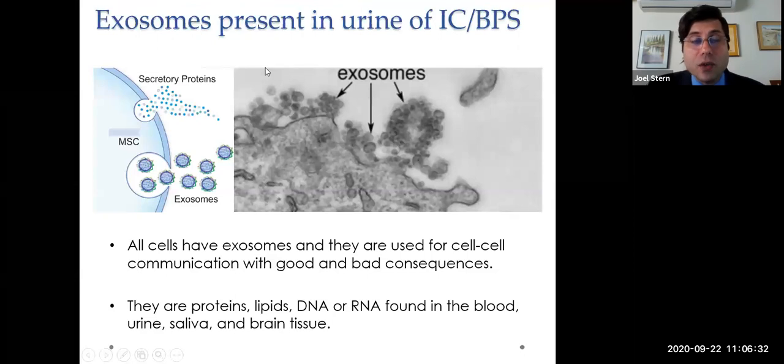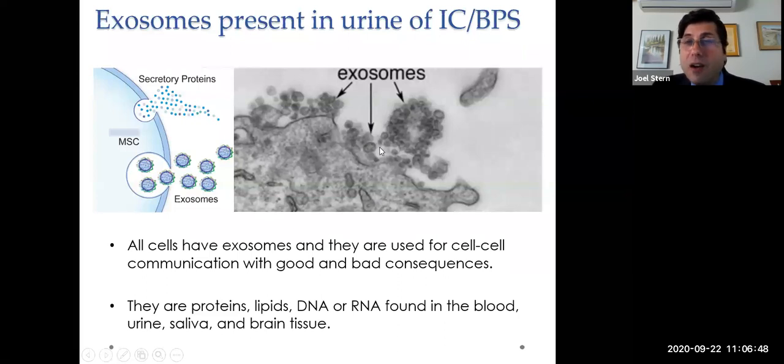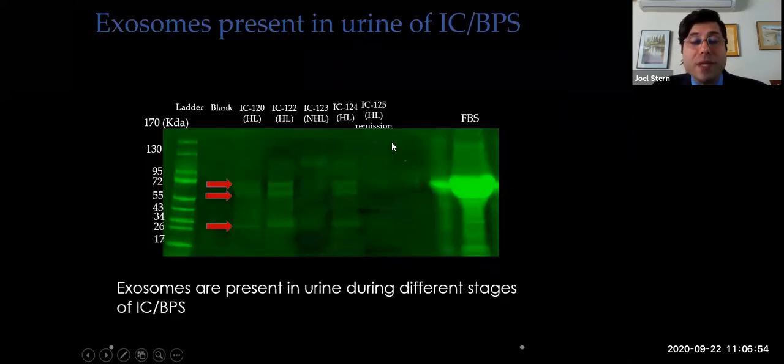Next, in the urine, we wanted to see the presence of another way in which cells can communicate. These are called exosomes. And they have good and bad consequences, but essentially they're used for cells to communicate with each other. They consist of lipids, DNA, RNA, and they're found in the blood, urine, saliva, and brain tissue. And what we did is we isolated these exosomes from the urine of patients with IC-BPS. And this is just a protein ladder. This is a blank.